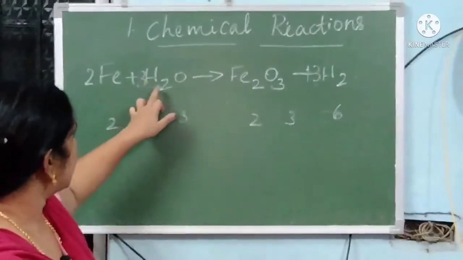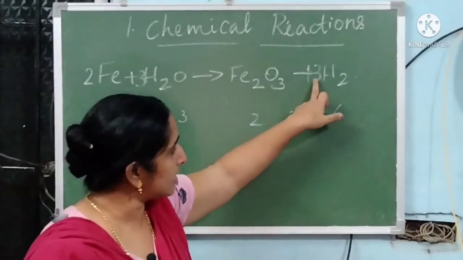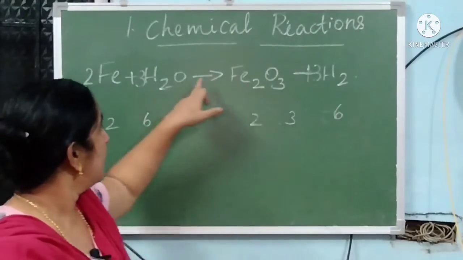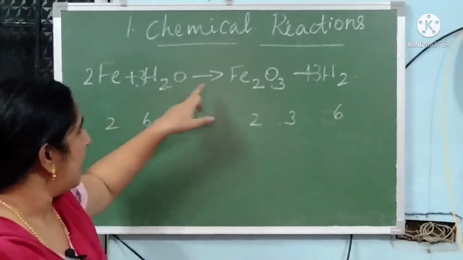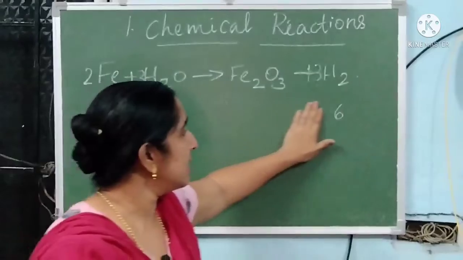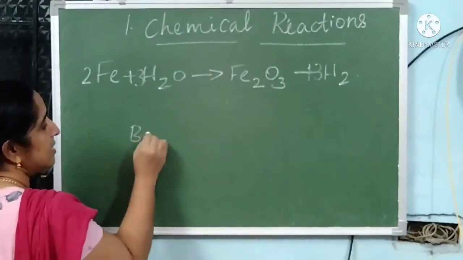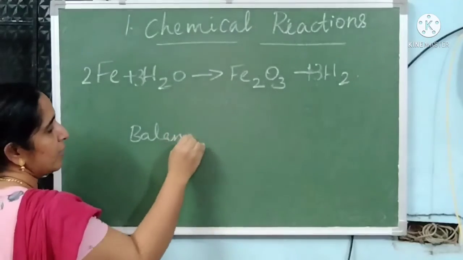Here Fe is 2, here also 2. Hydrogen is 3 into 2, that is 6, and here also hydrogen is 3 into 2, 6. The oxygen is 3 here and the oxygen is 3 here. So this is a balanced chemical equation.